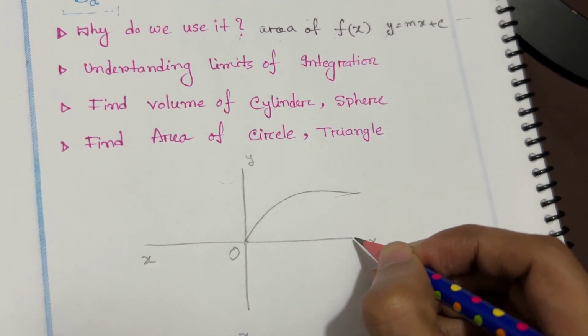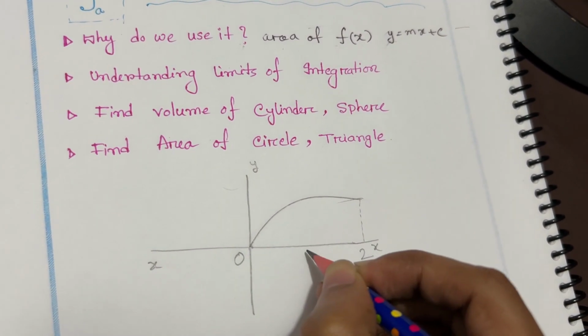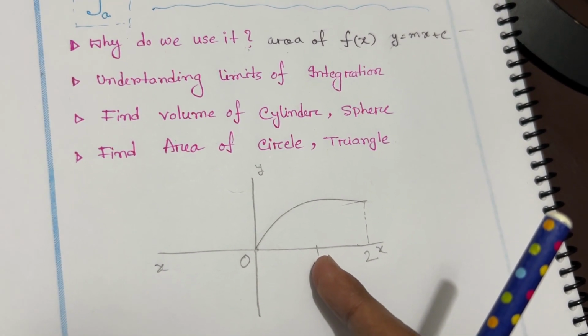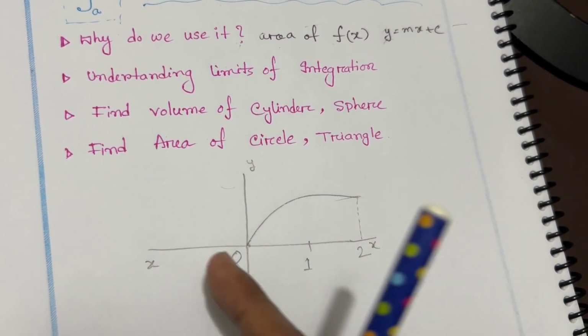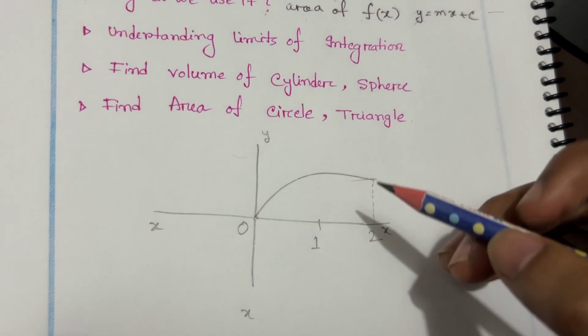And suppose, I just keep it, this is the value 2, this is 1, this is value 1 on the x-axis, and 1 and 2, and this is 0, 1 and 2, if you understand the coordinate geometry. So how can we get the area of this?